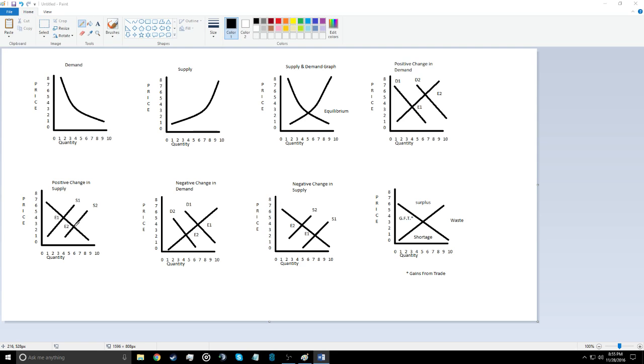So you drop your price because you have more supply, which makes them less valuable. Less people are going to want to buy it because its value changed. So you can drop the price to not have any waste or shortages or surpluses or anything. Negative change in demand. Moving over here, second from the left.